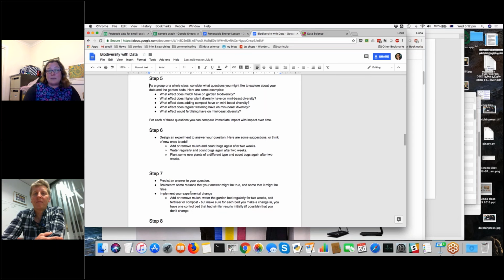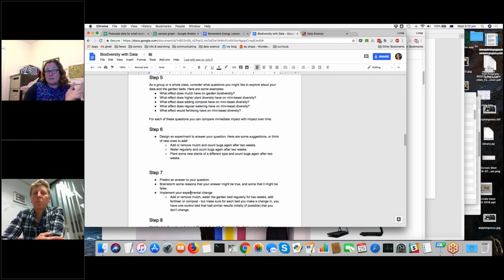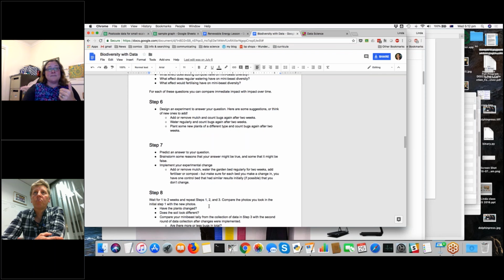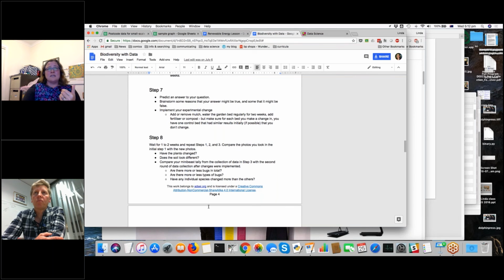And then implement the experiment. So do it. Do the fertilizing or adding or removing mulch. And make sure that you have one bed that is a control. So if you add mulch to a bed, then you have one bed that you don't add mulch to. And then you do your testing again. You do your counting again, and you compare the results with the old results. So you can do this entire thing, and it covers your science and your math.